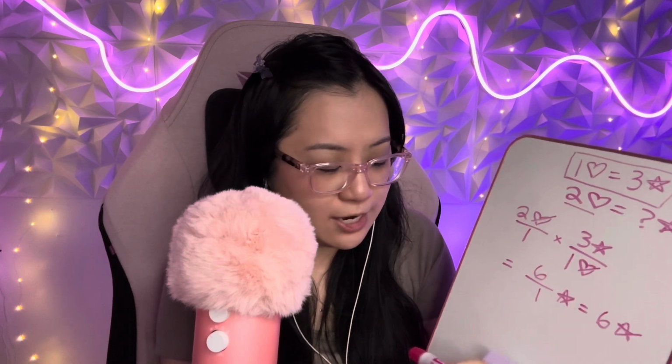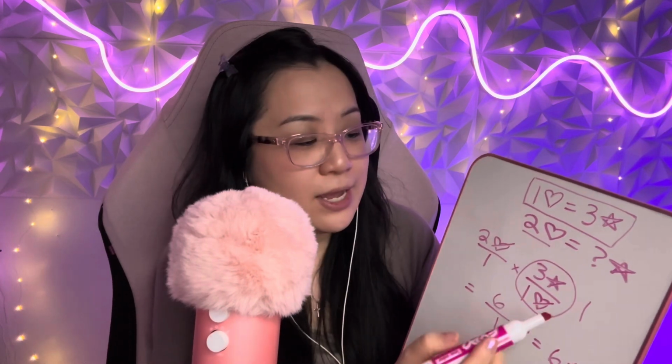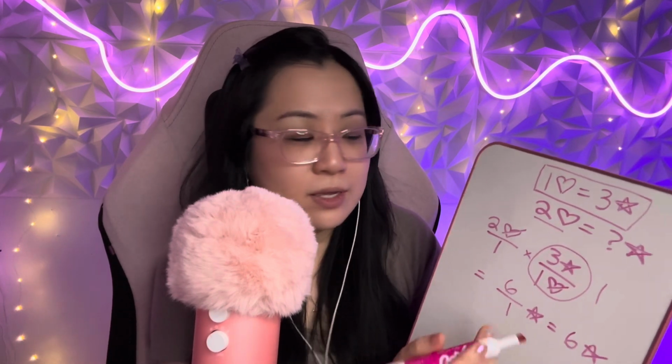And why this actually works is because this 3 stars over 1 heart is actually 1. Anything multiplied by 1 is itself, so you're just multiplying by 1. And you can actually chain this along. Anything that's times 1 times 1 times 1 is fine. It's the same value, it just looks different. And it's 1 because it says 1 heart equals 3 stars.